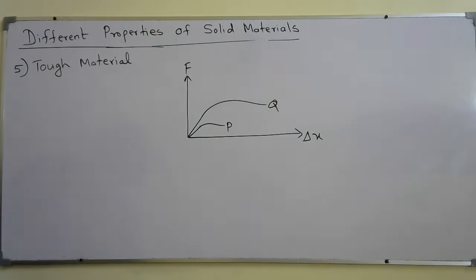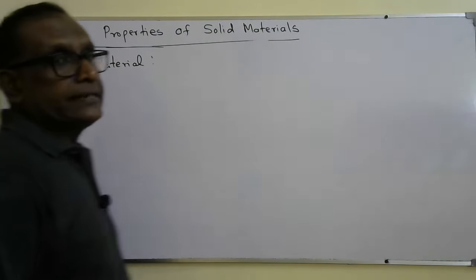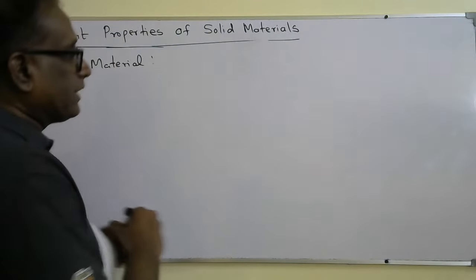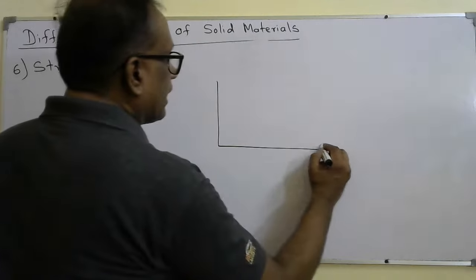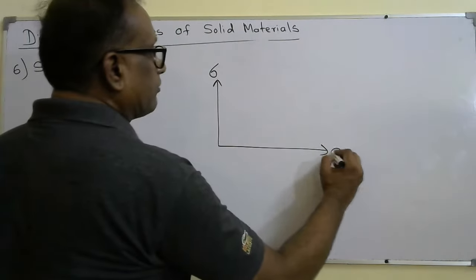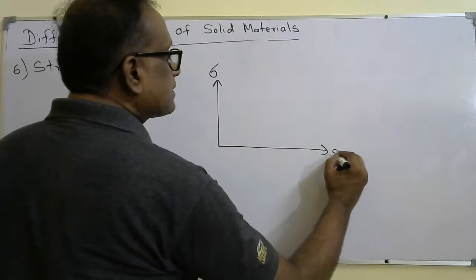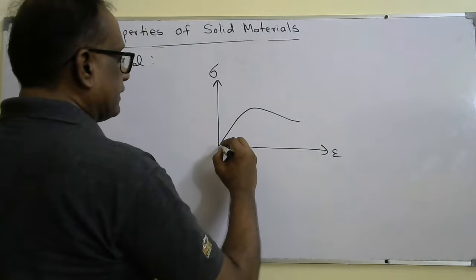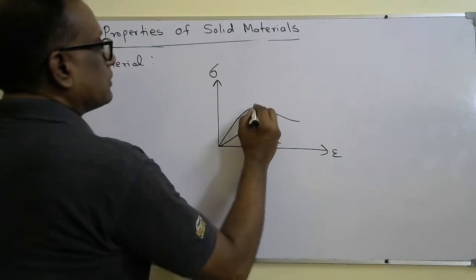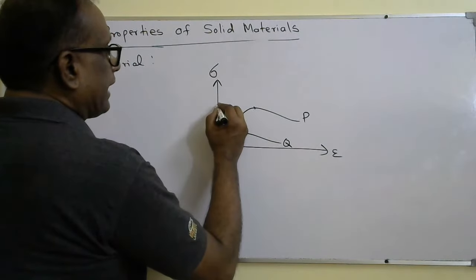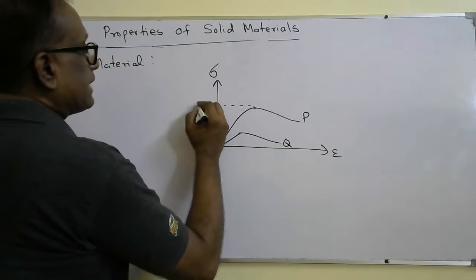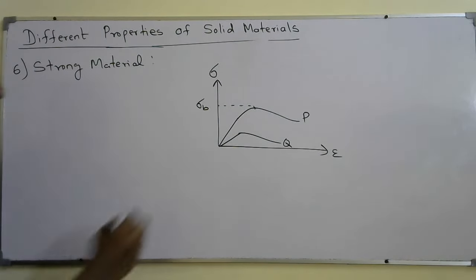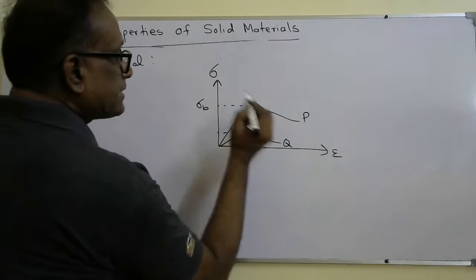Okay, strong material means the material with higher ultimate tensile stress or breaking stress is called strong material. When you consider two different materials, stress strain graph, one graph is like this. The other material is like this. So this is P, this is Q. P has larger UTS, ultimate tensile stress or breaking stress. So P is stronger than Q. It should have a larger breaking stress compared to Q. P has larger breaking stress. So P is a stronger material.